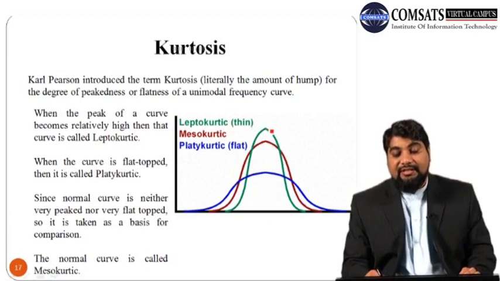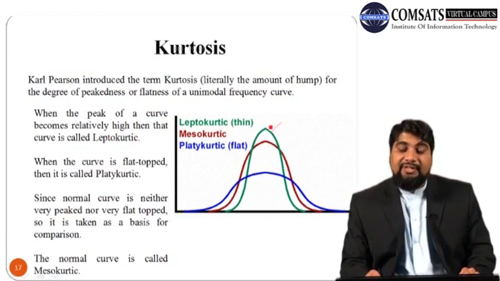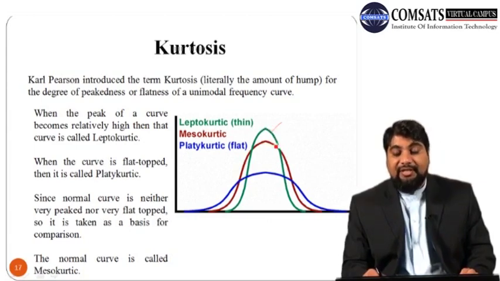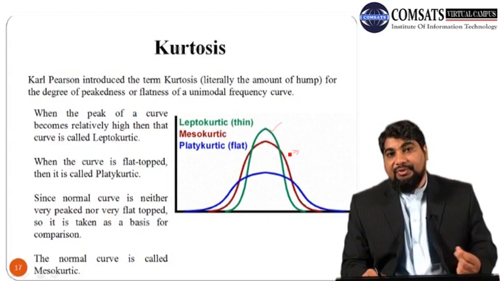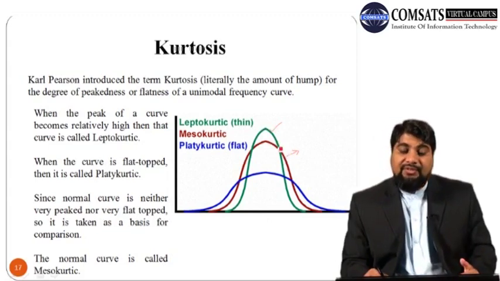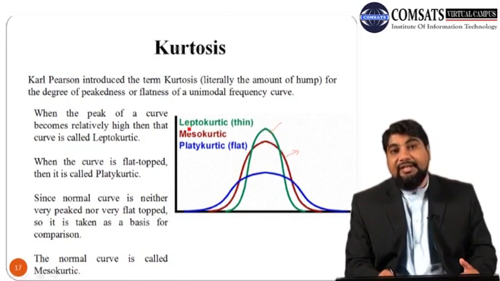Here you can see that this green one is relatively high as compared to this middle curve, which is the benchmark, and this middle curve is the curve of the actual normal distribution. So we have to compare each curve with this benchmark curve. If the peak of a curve becomes relatively higher than the normal curve, then it is called leptokurtic. It has a special name. These are just fancy names.